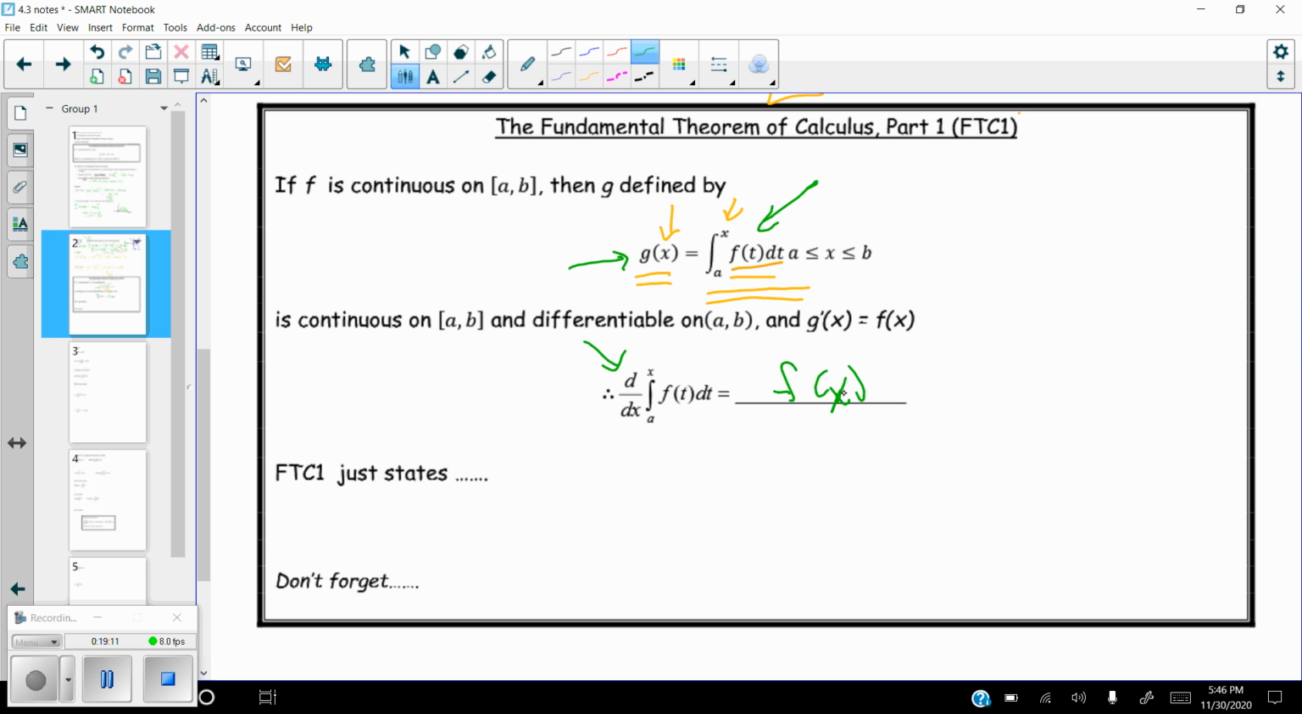Okay, we're actually going to elaborate on that. It says FTC1 just states. I've kind of said that in words, but I'm not going to write it down because there's more to this that I want to get to. But if this is all it is, and this is just an x, not something else, not x squared, not 5x cubed, just x, you're just going to plug the x in for your t values.